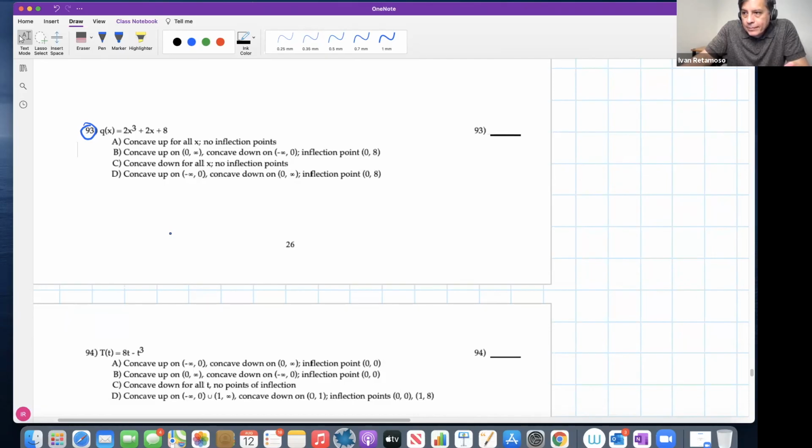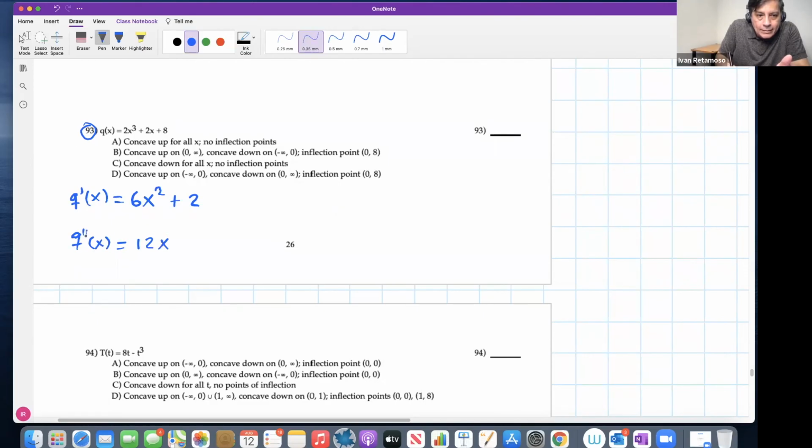Since we are dealing with concavity, we compute our second derivative, but for that, we need the first derivative. The first derivative of this function is 6x squared plus 2. The second derivative then will be 12x. We set our second derivative equal to 0, and as a result, 12x equals 0, divide by 12 both sides, x equals 0.